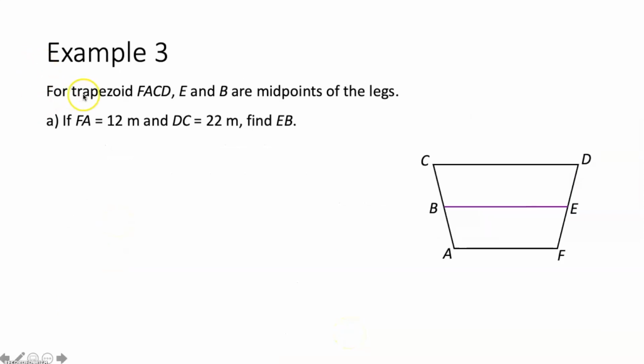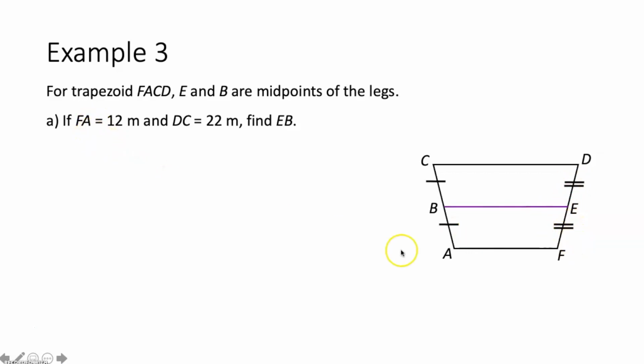Now, example 3 says for trapezoid FACD, E and B are the midpoints of the legs. If the measure of segment FA is 12 meters and the measure of segment DC is 22 meters, find the measure of segment EB. So the first thing we want to do is label our figure over here. We know that points E and B are the midpoints of our legs, segment AC and segment DF. So if we want to label that, we just say that since B is the midpoint over here, these two segments must be congruent. If E is the midpoint over here, then these two segments must be congruent.